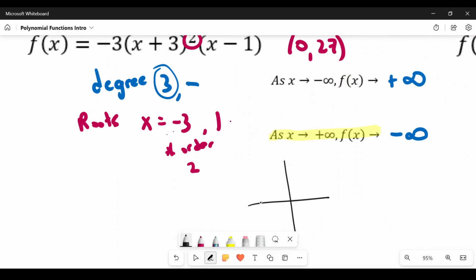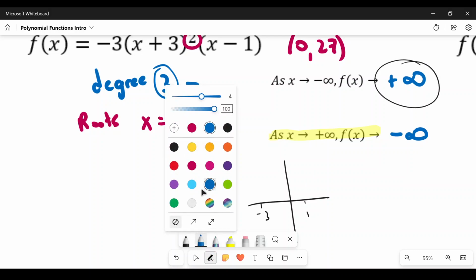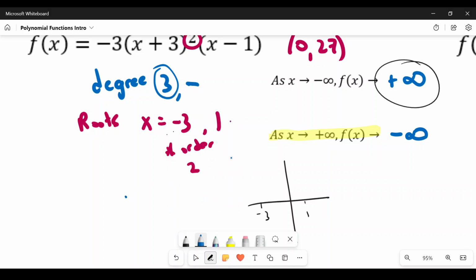So I've got a root at negative 3 and a root at 1. Now this is a bouncing root, so I have to remember that. My end behavior tells me that I need to be up on the left side of the graph and down on the right. This one here, I need to go to that root but bounce off it, and then just pass through that root like normal. There's my function.